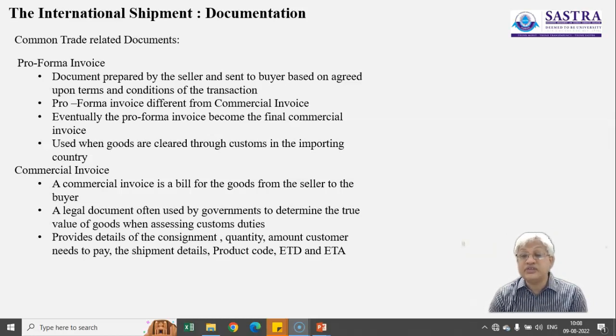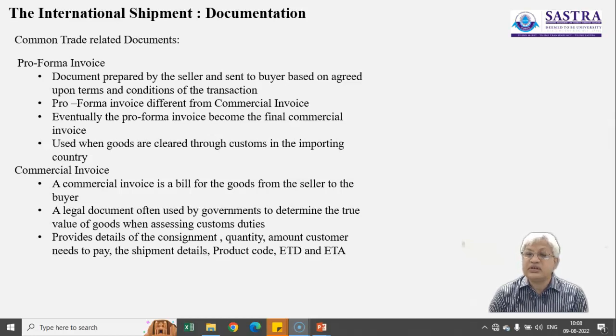So all these things have to be clearly spelled out in the pro forma invoice and signed by both the parties so that there is no ambiguity to it. So as it is in front of you, some points have been mentioned here. It is a document prepared by the seller and sent to the buyer based on the terms and conditions of the transaction. Well, a pro forma invoice is different from the commercial invoice, which is what we are going to talk about next, and how it differs, I will discuss shortly. The pro forma invoice becomes the final commercial invoice. Well, that's what it leads to.